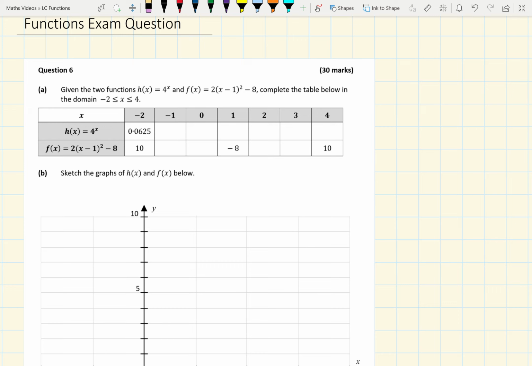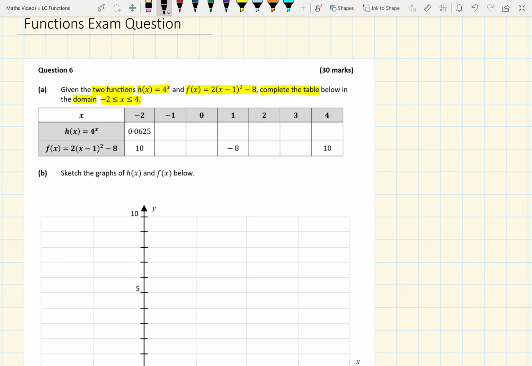Okay, so in this video we're going to have a look at a functions exam question. So we've been given two functions. They tell us h of x and f of x. They want us to complete the table in the domain. So domain means our inputs are x values. And we have our two functions. So just a little bit of calculator work.